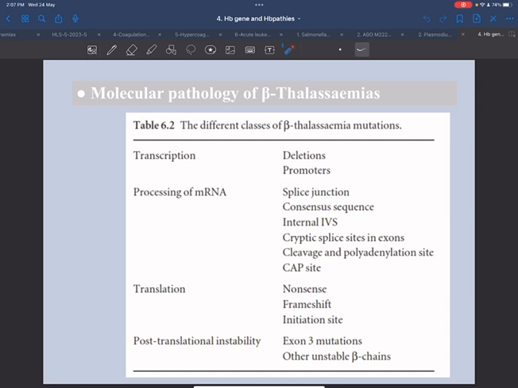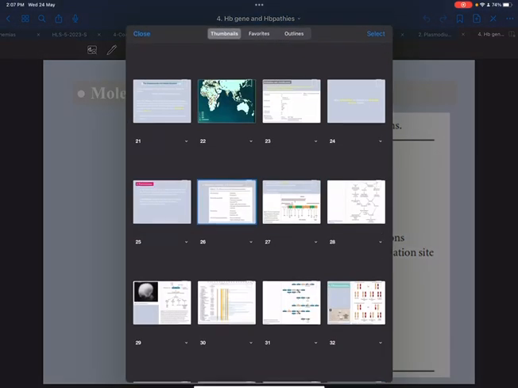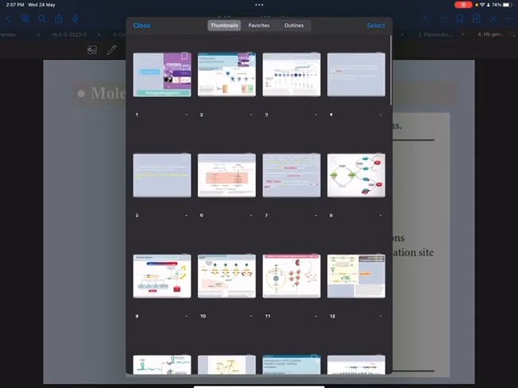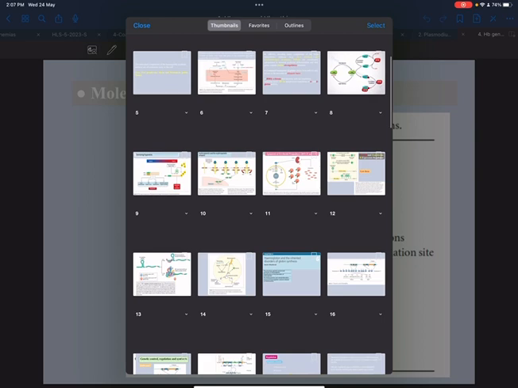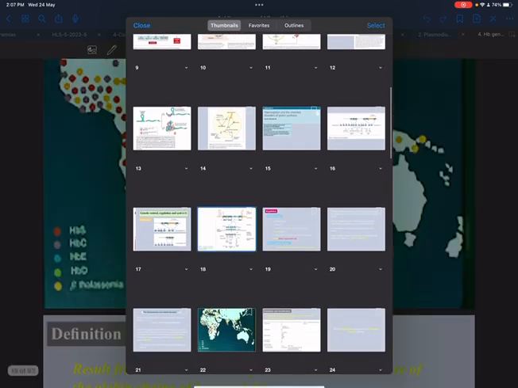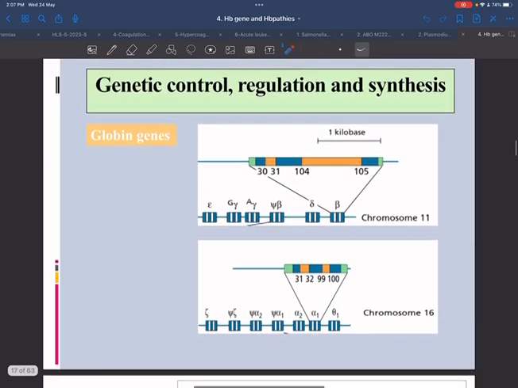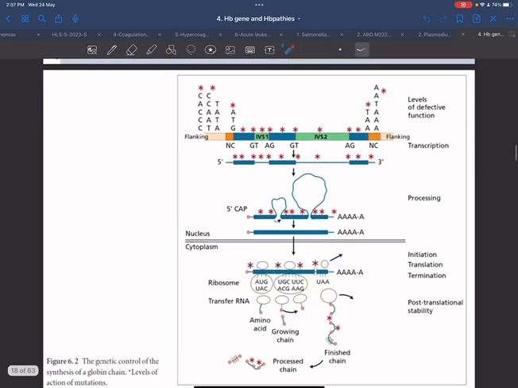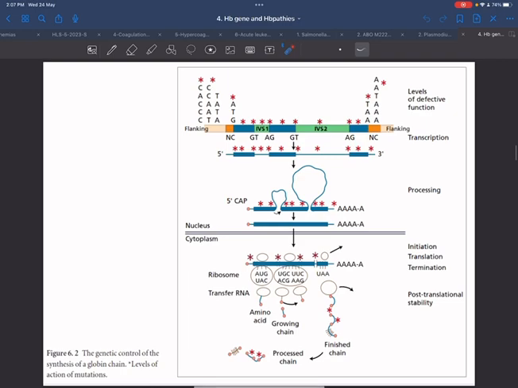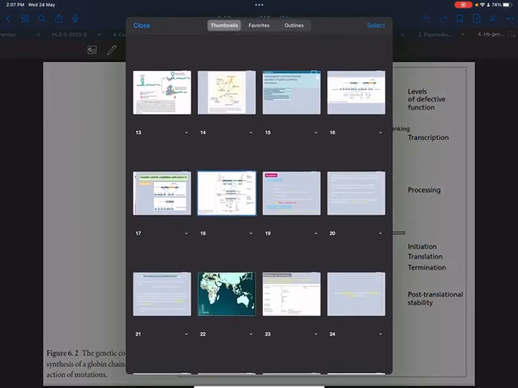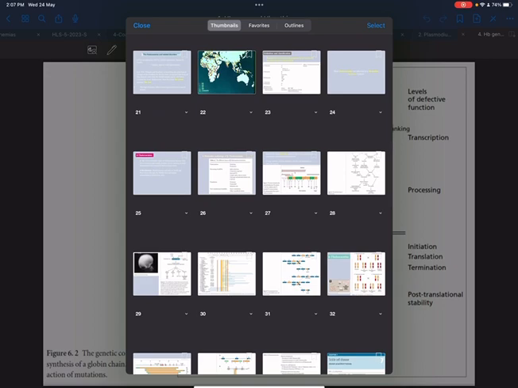During the processing of the messenger RNA, again, going back to the gene expression, every time we have a chance to get a new mutation, could be during transcription, could be during the processing of messenger RNA, in order to have defective proteins. So in the whole pathway of the expression of the gene, we could have a source of mutation that can lead to the disease itself, not only thalassemia, any other genetic disease.